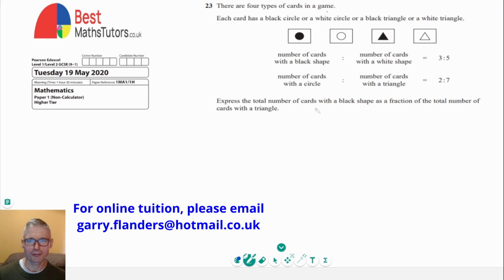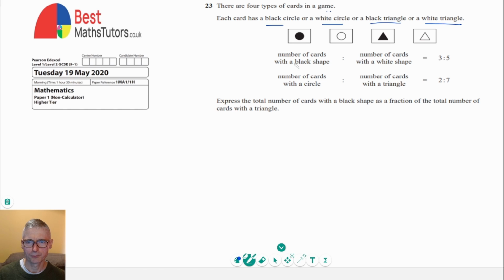This is question 23 and it's the last question on the paper, and it's a question involving ratios and proportions and fractions. So we can see that we've got 4 types of card in a game, and we're told that each card has either got a black circle, a white circle, a black triangle, or a white triangle. And we're given the ratio of the number of cards with a black shape to the number of cards with a white shape. So that's 3 to 5.